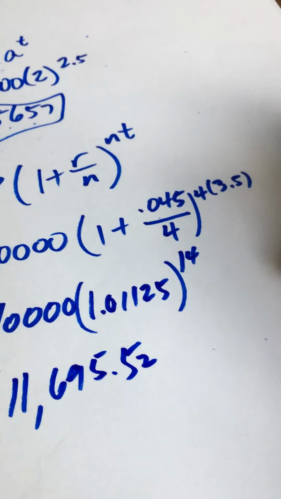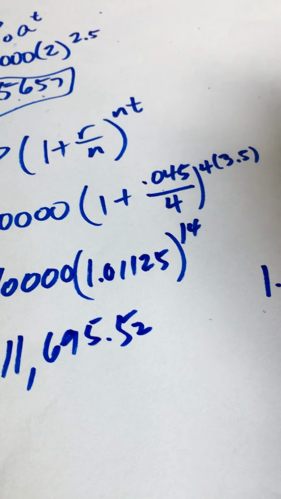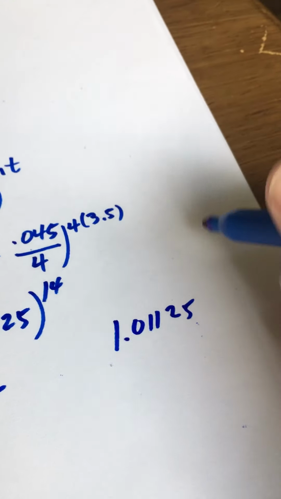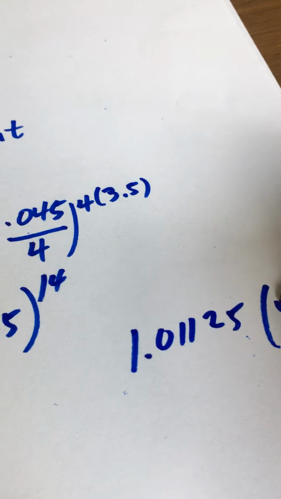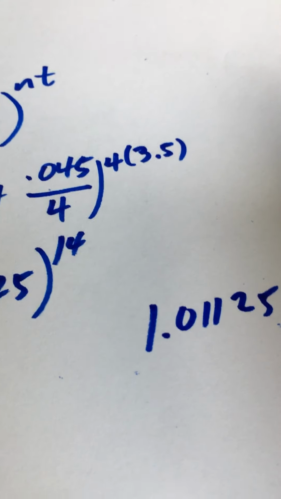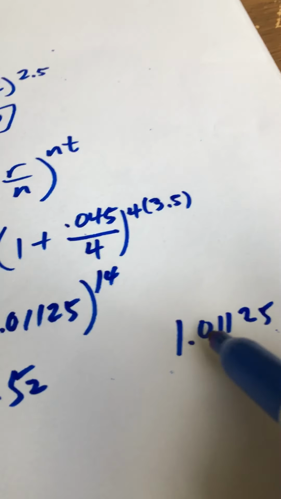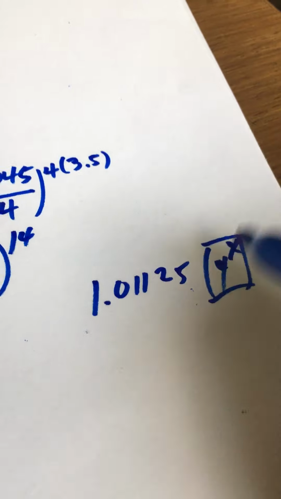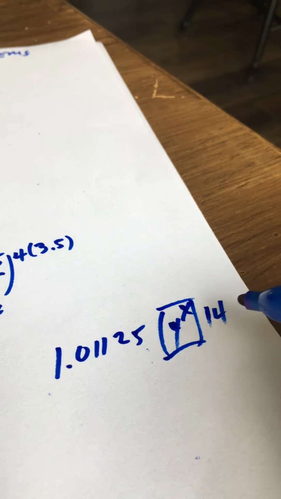Now, if you're having trouble figuring out how to put this in the calculator, depending on what kind of calculator you have, okay? If you did 1.01125, that's your base. If you type that in, some of you are going to have the y to the x button. There's a button on your calculator that has a y to the x. If you type in the base and then press that button, then you'll type in the 14. That's how you tell it to raise that to the 14th power.